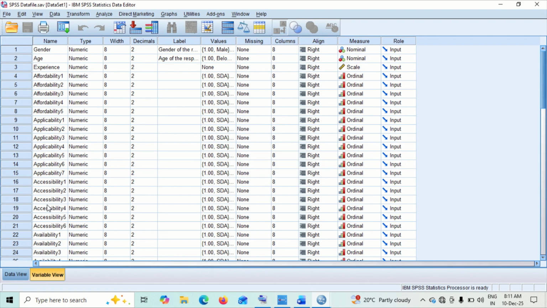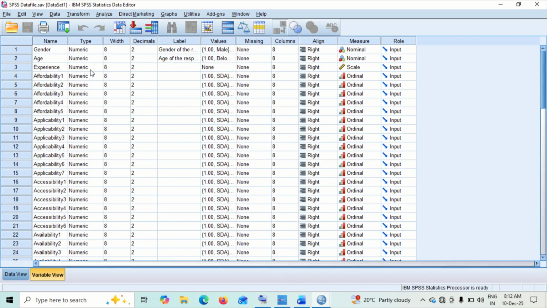Then why exploratory factor analysis? In order to identify the underlying factor structure and reduce the dimensions, or explore the relationship and validate the scale. In order to validate the scale adoption level, we have here used exploratory factor analysis.